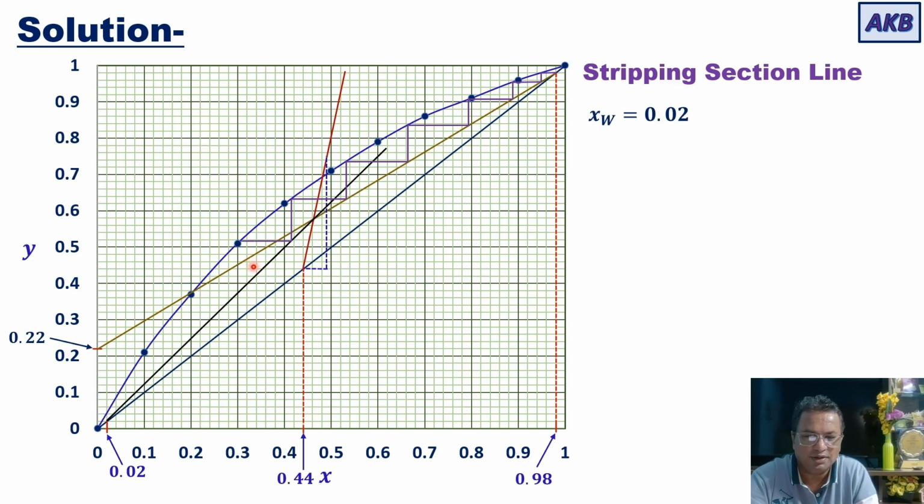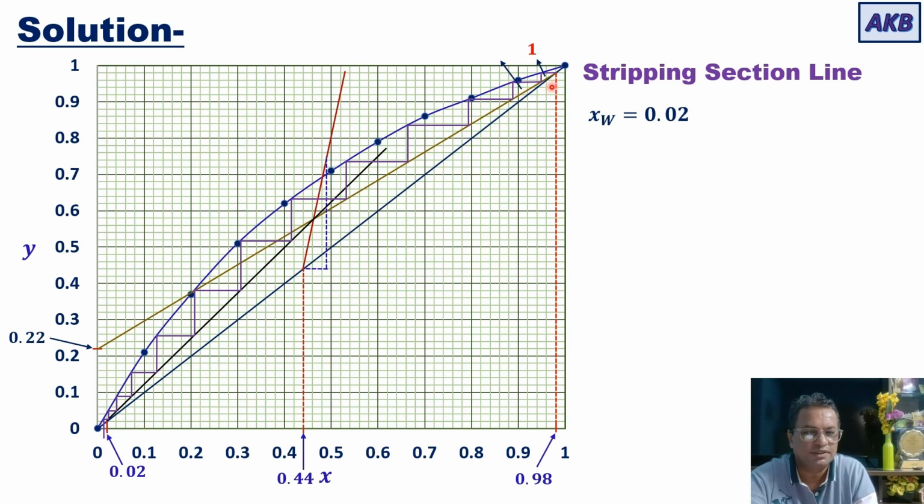Then horizontally to the equilibrium curve, vertically to the stripping section line, horizontally to the equilibrium curve, vertically to the stripping section line, and in this way I will continue doing the construction. Okay. And finally, if you are able to see at this point, I cross XW. The construction of triangles will be continued till point XW is reached. Okay. Now we are left with counting of the stages.